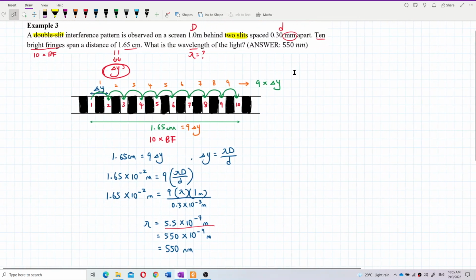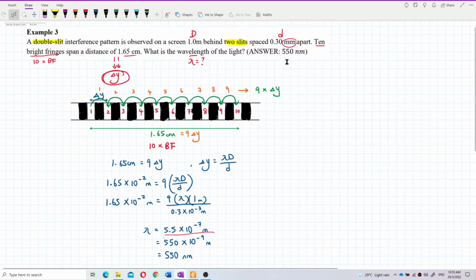So you see the answer is 550 nanometer. That's correct, that's the answer. Or you can just leave the answer in meter. So that's it for this question. Hope you understand. Bye.